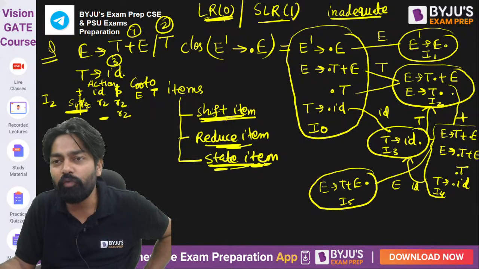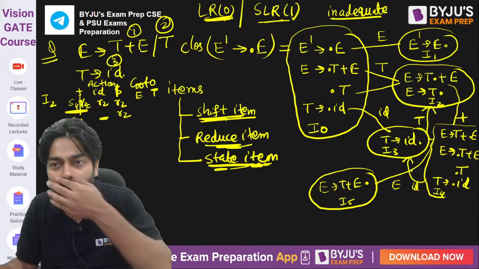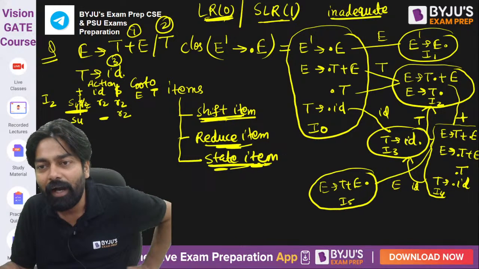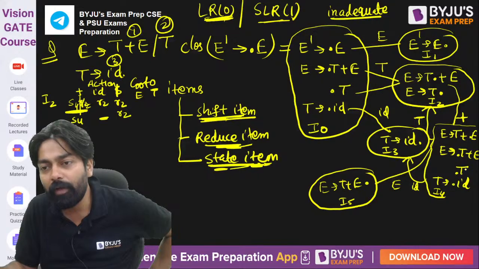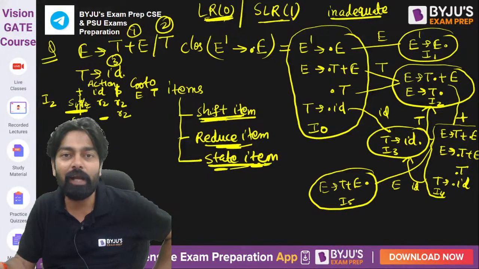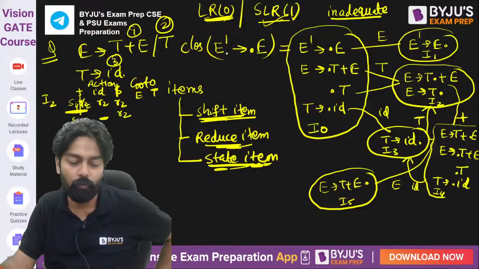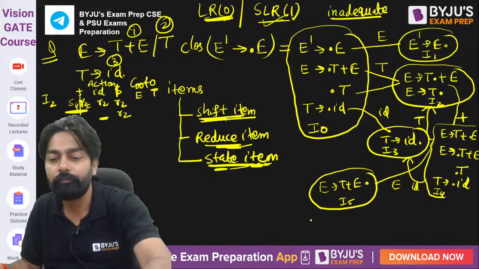So I2 is an inadequate state. What about I3? I3 is not inadequate. We have only one reduction. Fine. What about I4? I4 no problem, I5 no problem, fine. So this grammar is SLR1 but not LR0. Okay, I think this one is clear.